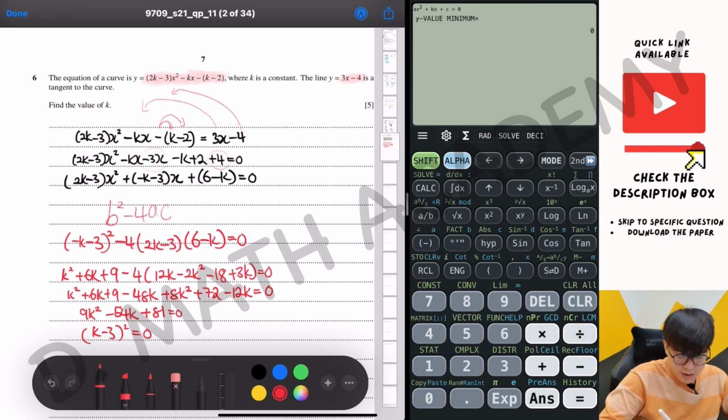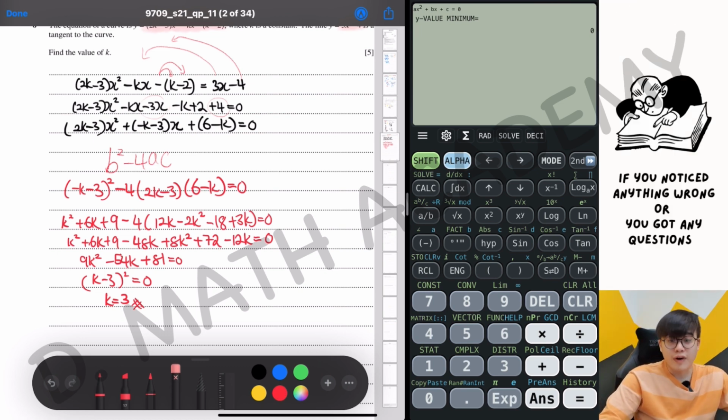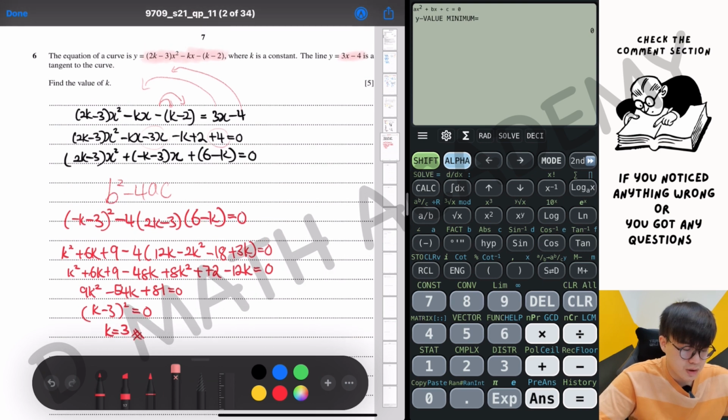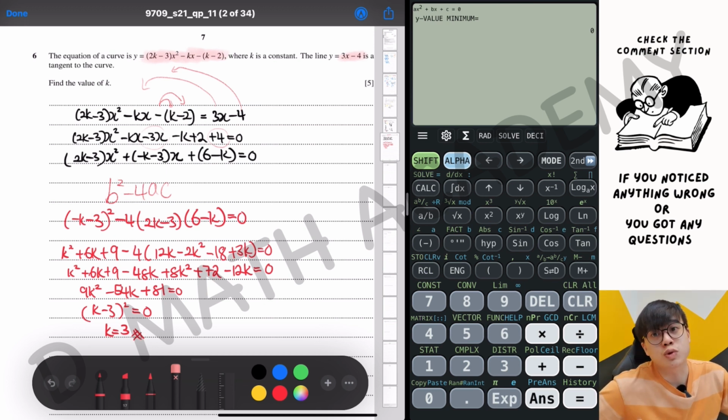So it's basically the same thing. K will be 3 at the end. So that's how you find this k value here of this question. Okay, quite easy, I would say. So as long as you took A-Math back then and your foundation for your algebra is very good.